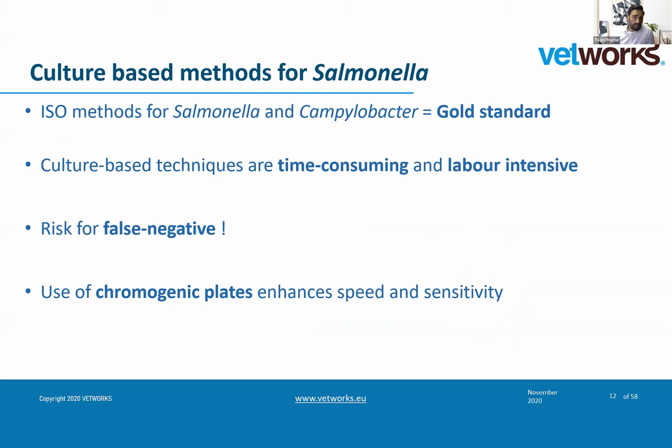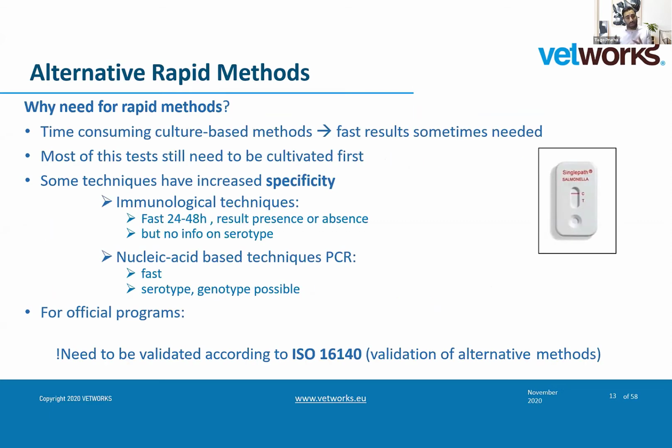So like I was just saying, the ISO method, the procedure that I just showed, is the golden standard both for Salmonella and Campylobacter, but it's still time consuming and labor intensive. It has some risks of false negatives, and the use of these chromogenic plates as a plus to the procedure enhances speed and sensitivity, so it could also be a nice way to know. We have also other methods, like I mentioned, some more quick ones that give us just the answer if we have it present or not.